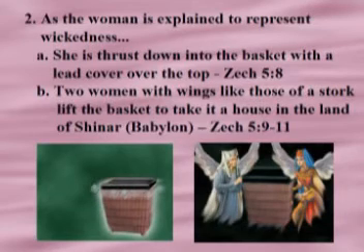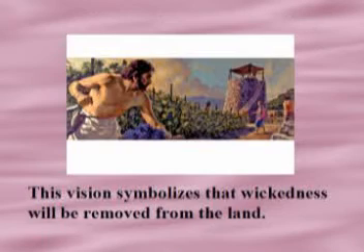a. She is thrust down into the basket with a lead cover over the top, Zechariah 5:8. b. 2 women with wings like those of a stork lift the basket to take it to a house in the land of Shinar, Babylon, Zechariah 5:9 through 11. This vision symbolizes that wickedness will be removed from the land.